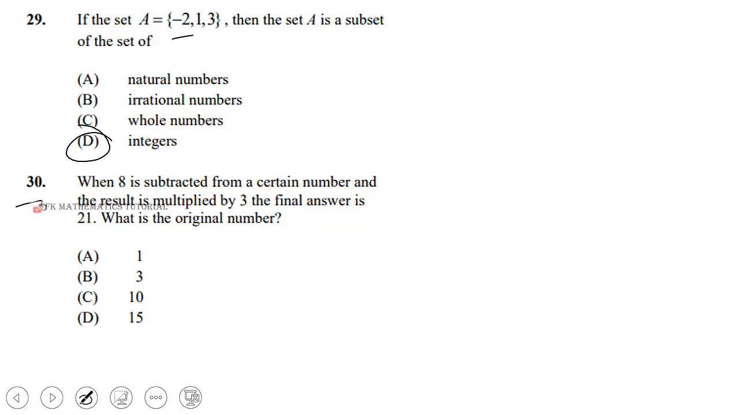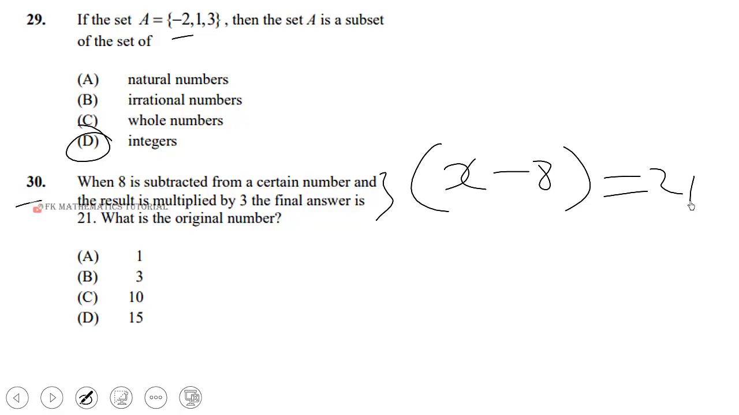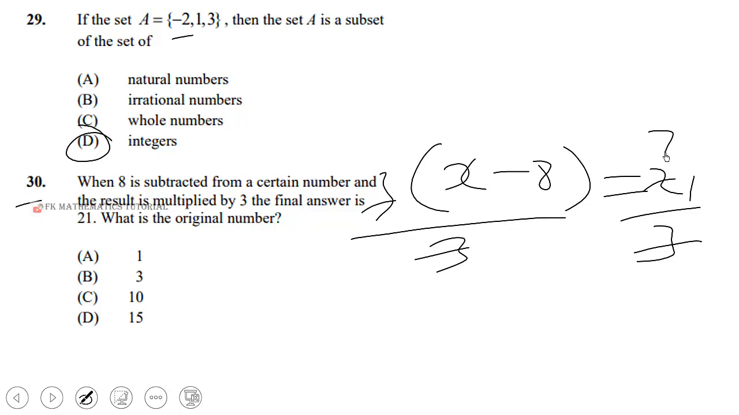Question number 30. When 8 is subtracted from a certain number and the result is multiplied by 3, so let the number be x. 8 is subtracted from the number, the result is multiplied by 3. The final answer is 21. So we solve for x, divide through by 3, 3 will go into 21 7 times. So x will be equal to 7 plus 8. That will give you 15. So the number is 15.